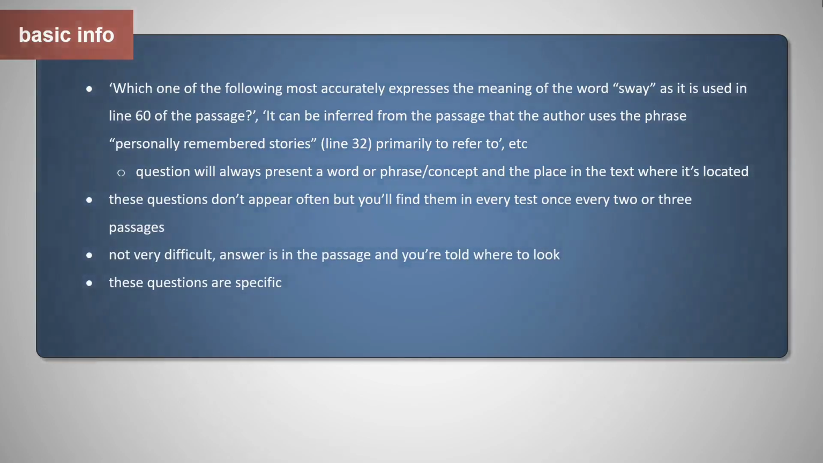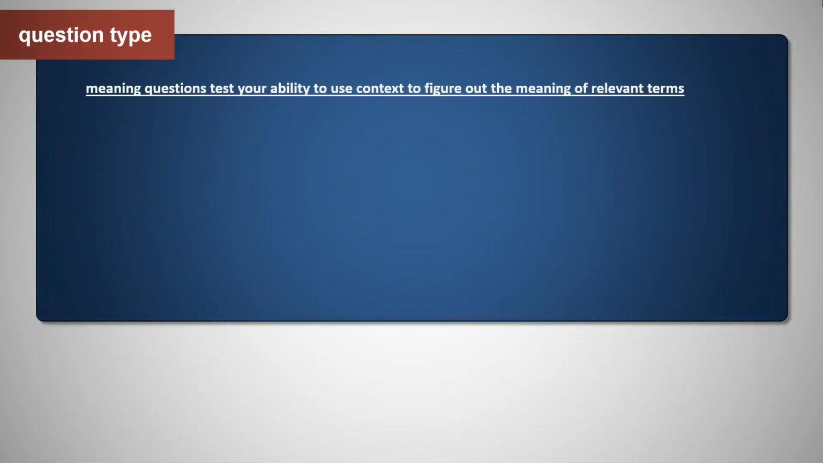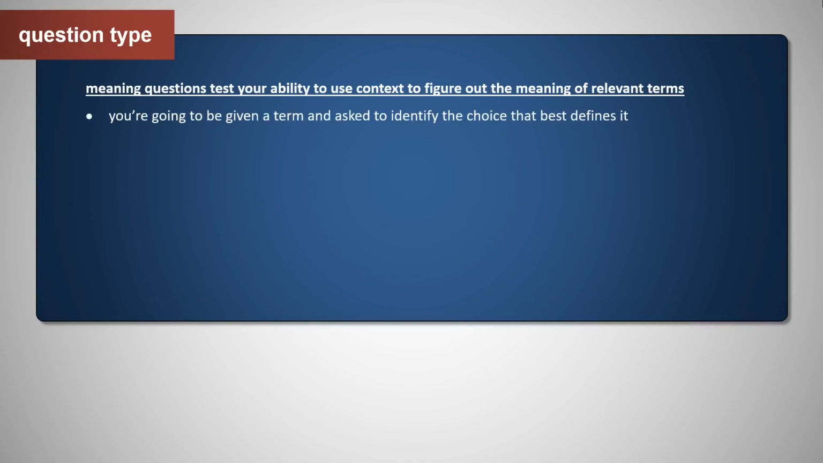Okay. In terms of the question type, the meaning questions test your ability to use context to figure out the meaning of relevant terms. So you're going to be given a term and then asked to identify the choice that best defines it. Now, these questions are part of the broad group that includes the inference and direct information questions. So you're going to the passage to further identify the additional information, more or less broadly or specifically.